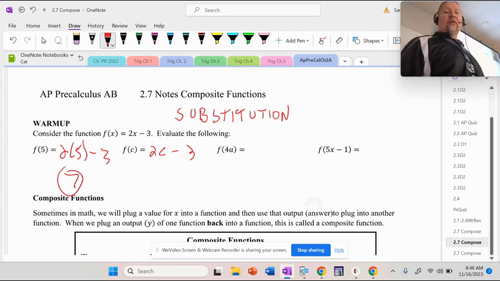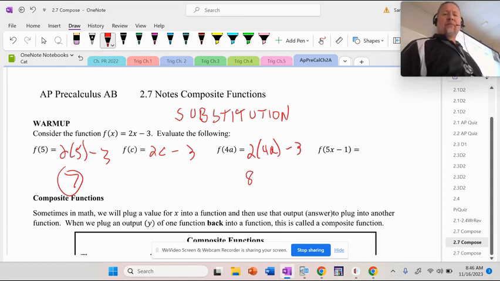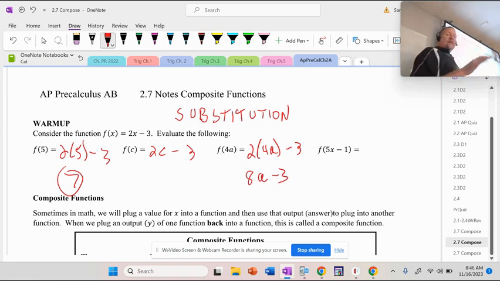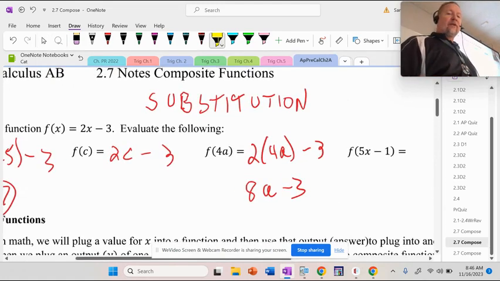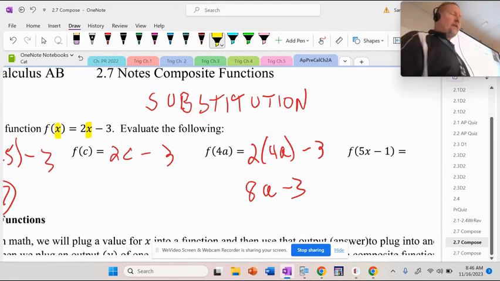All right, next one, just to slow it down a little bit: you substitute a 4a in for x, and then you have to do a little bit of algebra, right? 8a minus 3, we good here? Then the last one is the hardest part of this section. Where students get crazy is when what I'm substituting into the other function has the same variable. This is just like a place marker, and that's all that it really is.